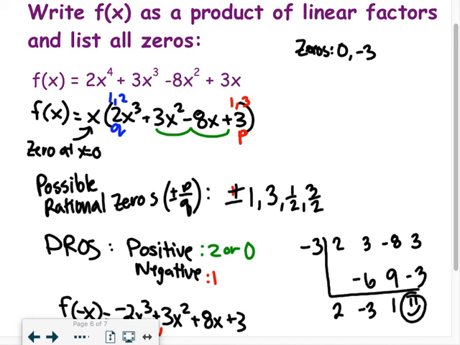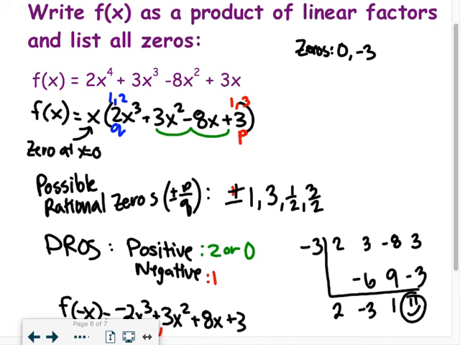At this point, you have options. You could keep trying synthetic. Now that you found the one negative, you could go in and check some of the positives. Did anybody find a positive? Did anybody test a positive? You found 1 and then 1 half. Okay, so 1 works and then 1 half also works. So you could do that, but I'm going to illustrate what I would normally do.